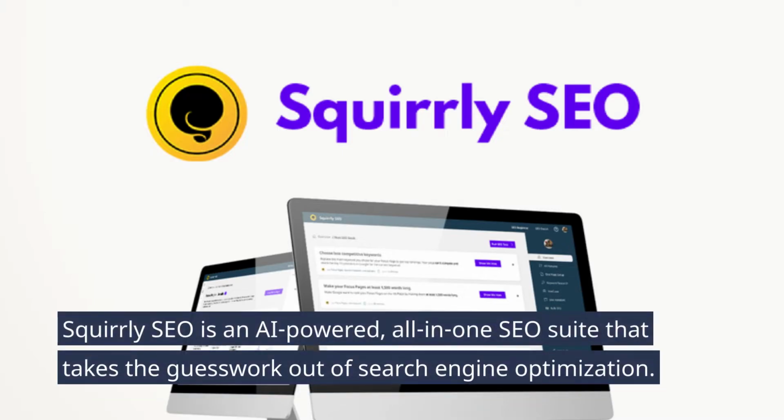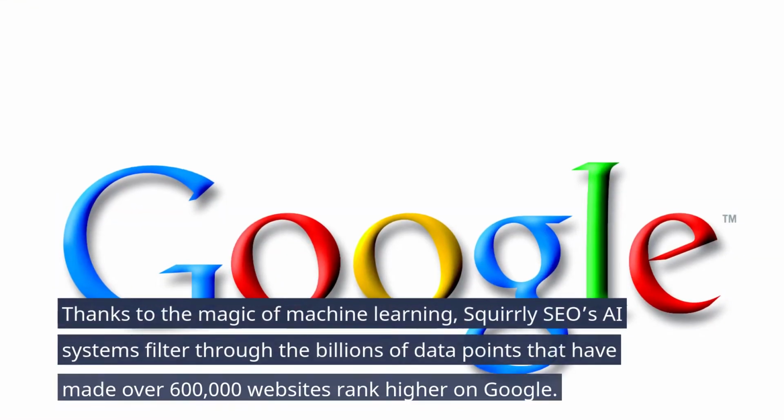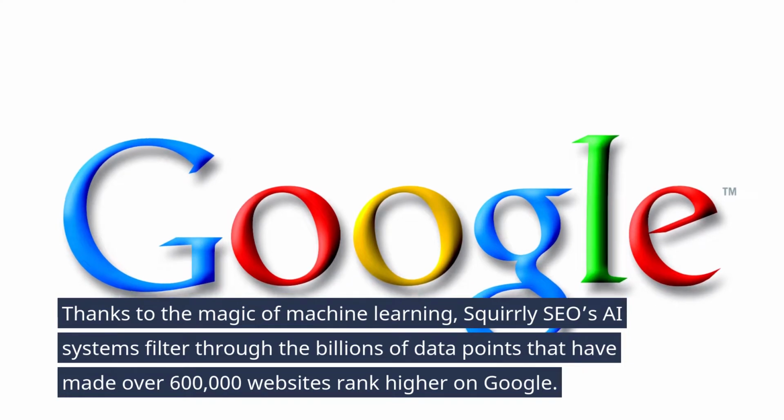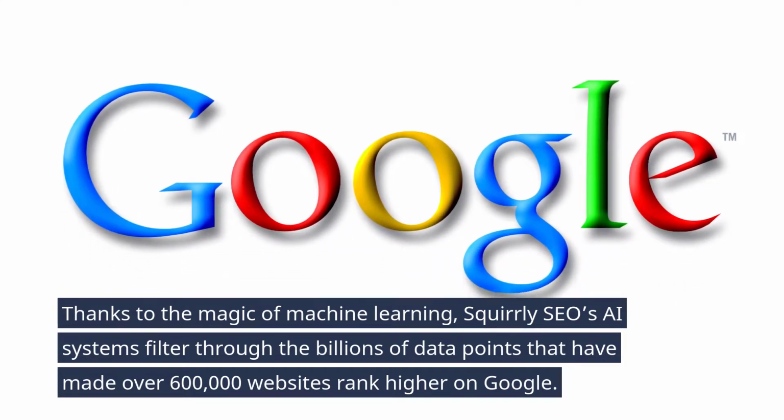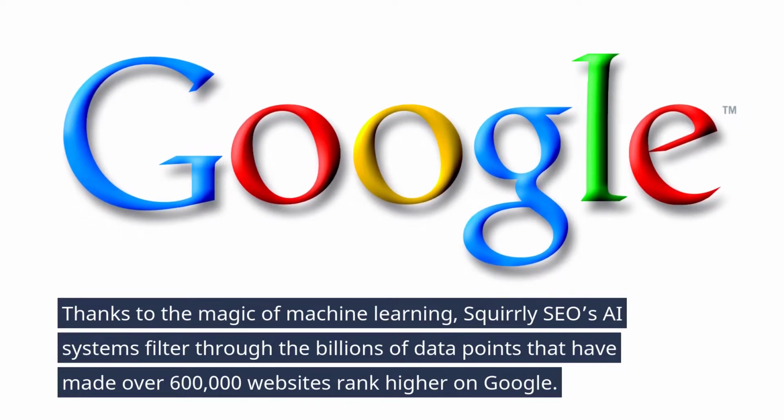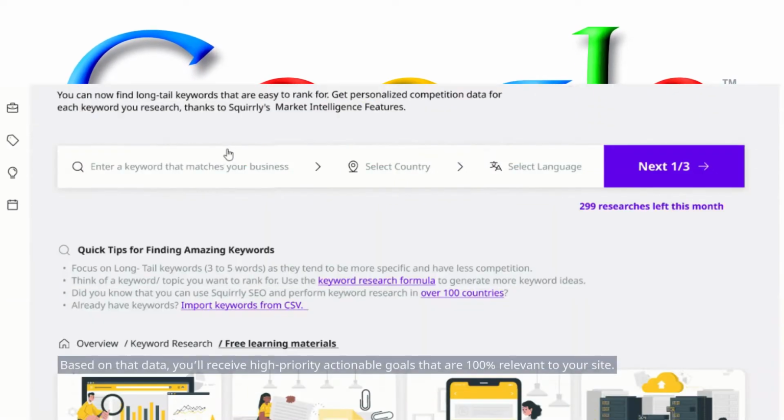Squirrly SEO is an AI-powered, all-in-one SEO suite that takes the guesswork out of search engine optimization. Thanks to the magic of machine learning, Squirrly SEO's AI systems filter through the billions of data points that have made over 600,000 websites rank higher on Google.